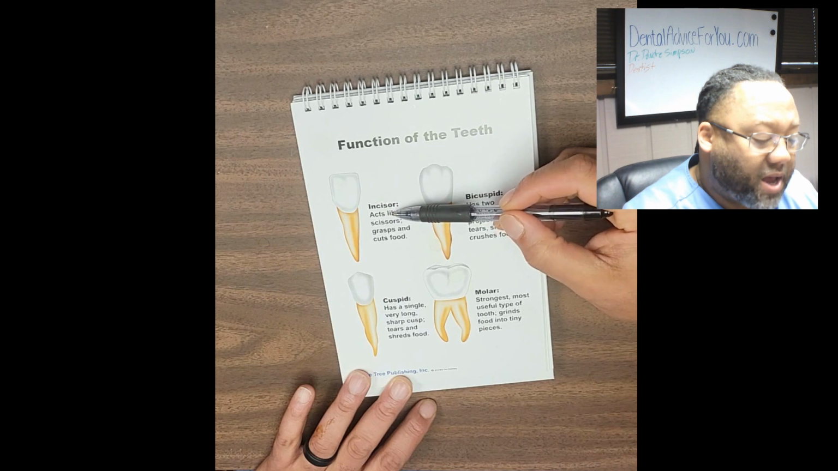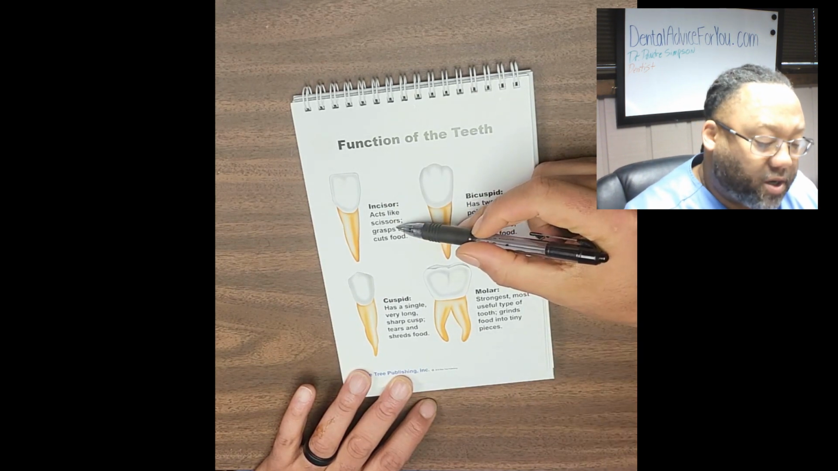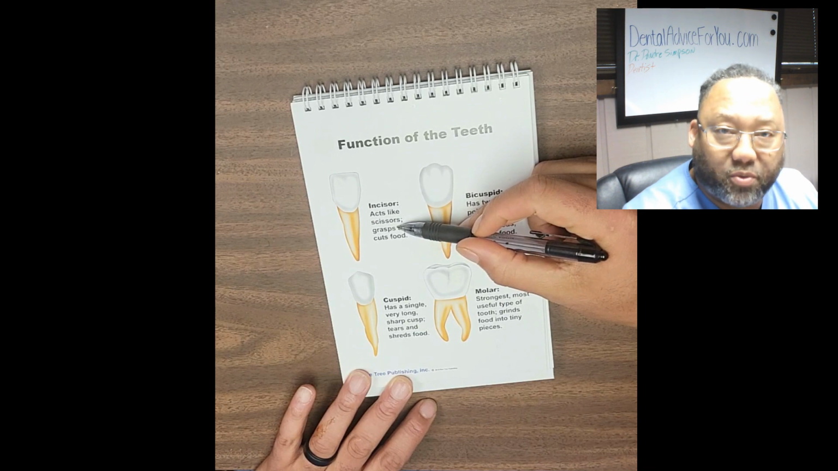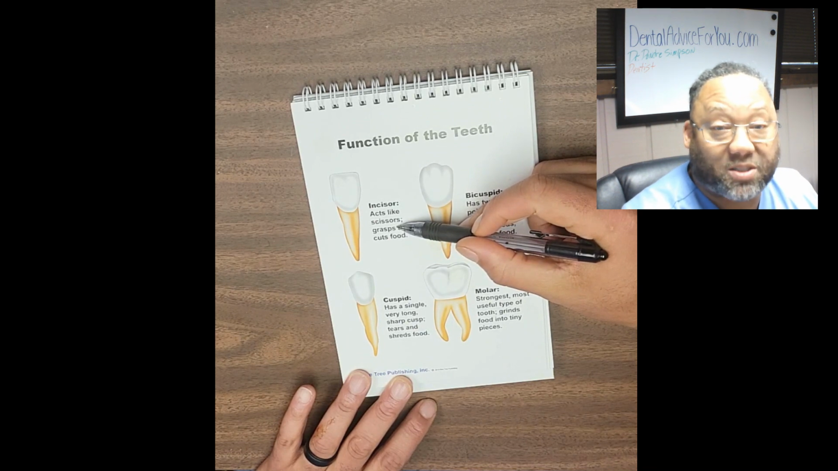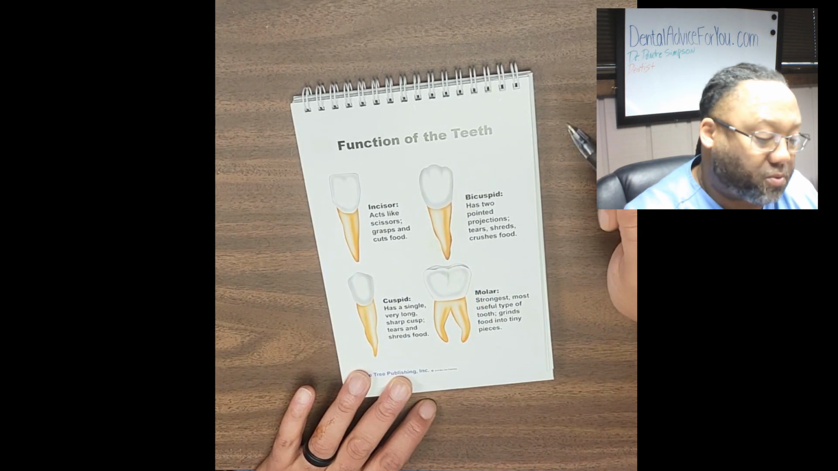So those incisors, again, act like scissors. They grasp and cut into your food. But again, they're also your main smiling teeth, so you can add that to the description too.